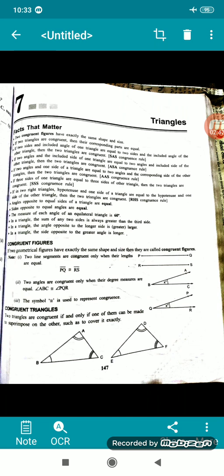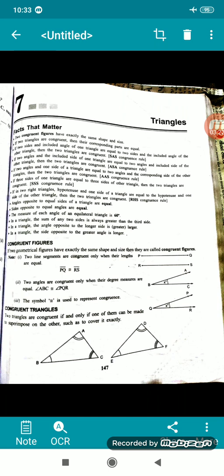If two geometrical figures have exactly the same shape and size, they are called congruent figures. Two line segments are congruent only if the lengths are equal. Look into the figure. PQ is equal to RS. So we write down segment PQ congruent segment RS. Second one, two angles are congruent only when their degree measures are equal. For example, angle ABC is 40 degree, angle PQR is 40 degree. Then we say both the angles are congruent or equal. And in the third point, the symbol is used to represent congruence.